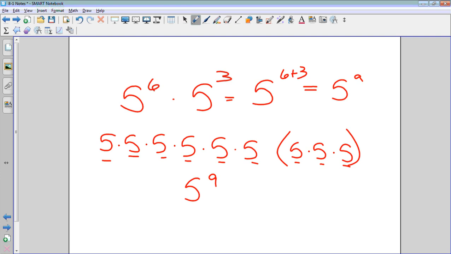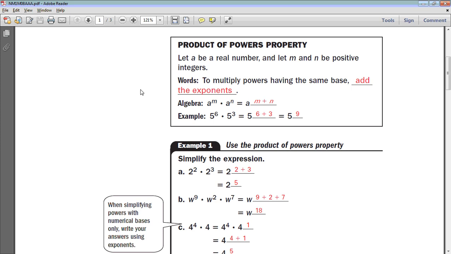Go back to my note-taking guy here. That's all this is saying. You can add these exponents, but only if the bases are the same. See how those bases are the same? You can only do it if the bases are the same.